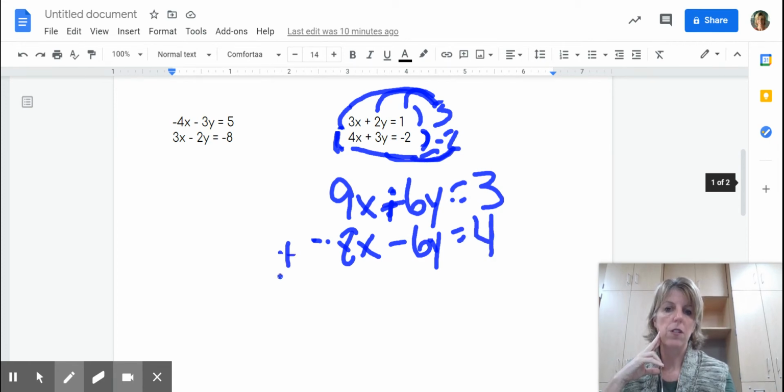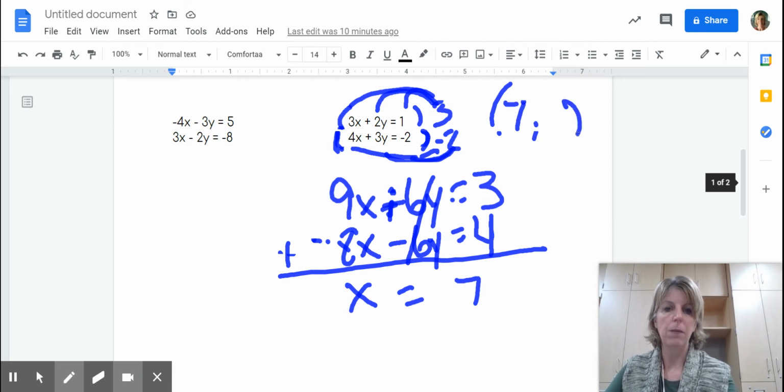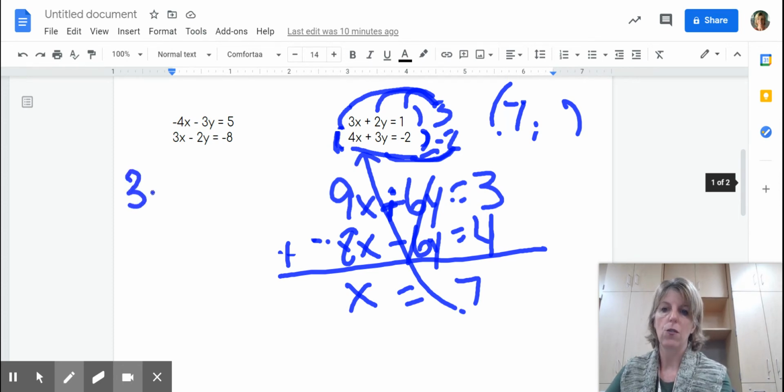Now I'm ready to add those together. If I add them together, 9x minus 8x is x. Well, that made that easy, right? These canceled, and 3 plus 4 is 7, so x equals 7. That was super simple, right? So I know my x is 7. If x is 7, then I just have to plug the 7 in. Take the 7, plug it into one of the equations. Either one, doesn't matter. Let's do 3 times 7 plus 2y equals 1.